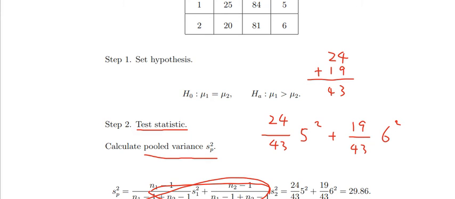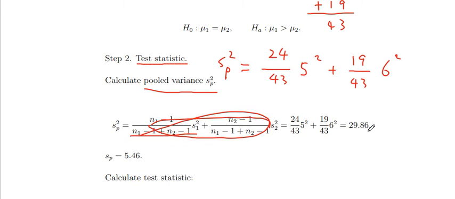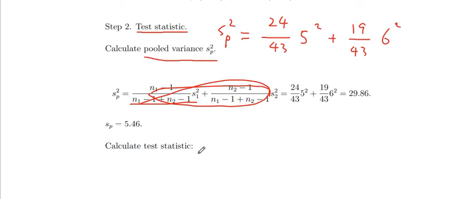So this is port variance. Okay, so you understand this, right? Yeah, the formula also looks so complicated. So we just understand it as the weighted average of those variances, 5 squared and 6 squared, weighted on 24 and 19, right? Okay, so we find this equals this number. Then SP, we take the square root.